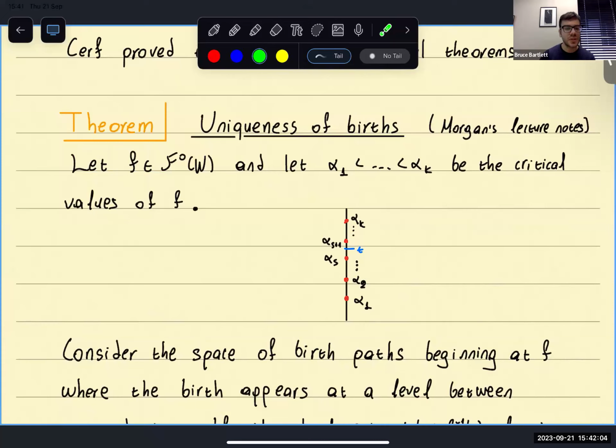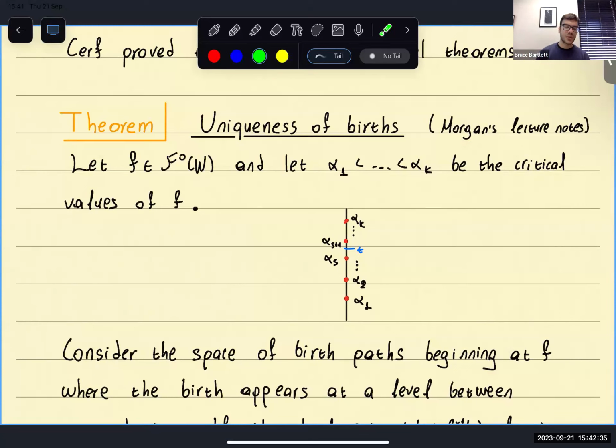Unfortunately, we're not going to go into the proof. These are quite nice theorems. Morgan has the proof, and it's a very beautiful argument. Just like we defined these Cerf paths, there is something that we may call elementary Cerf paths, which we could define.